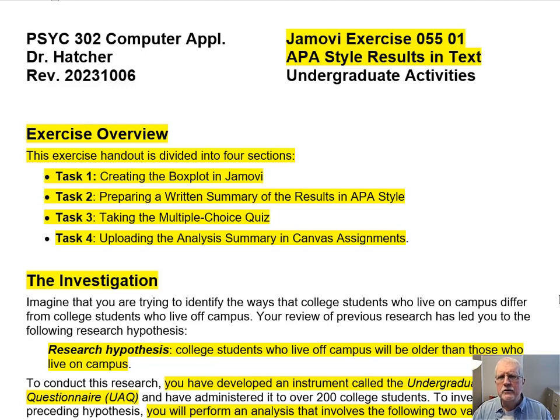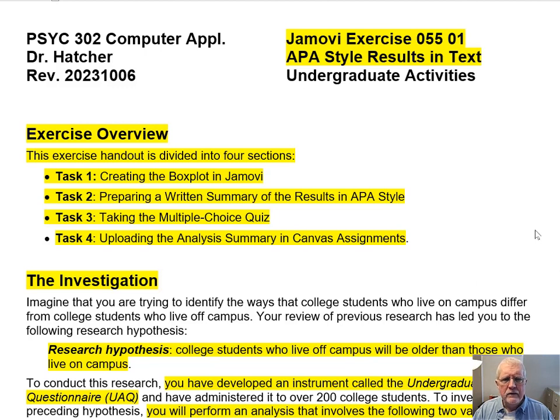We're now looking at Jamovi Exercise 05501, APA style results in text. This exercise is divided into 4 sections. In task 1, you'll create a box plot in Jamovi. Task 2, you'll prepare a written summary of the results in APA style. That is American Psychological Association style. Task 3, you'll take a multiple choice quiz, and task 4, upload the analysis summary in Canvas announcements or in Canvas assignments.